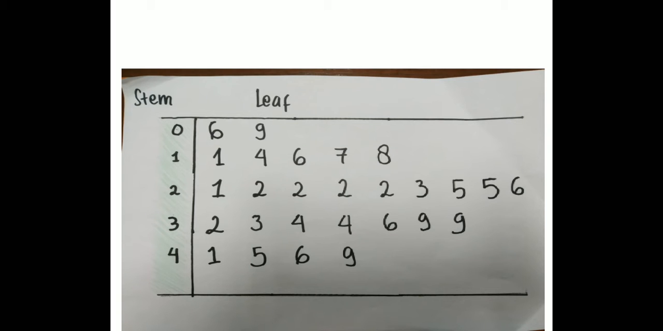Based on the data, we can see between 0 and 10 there are 6 and 9. So 0 is the stem of 6 and 9 leaf. So we can say like stem 0, leaf 6 means 6, and stem 0, leaf 9 means 9.